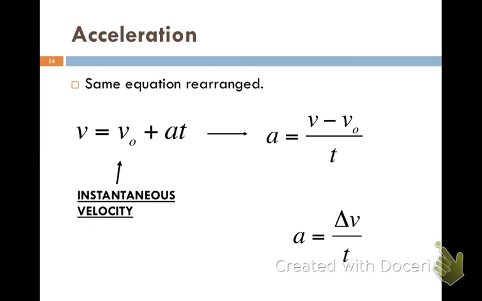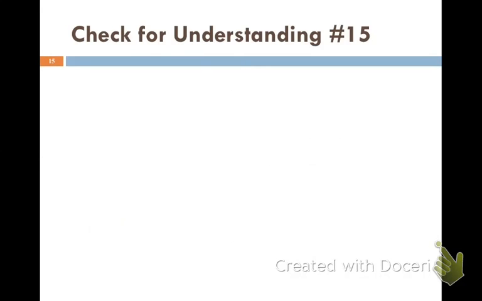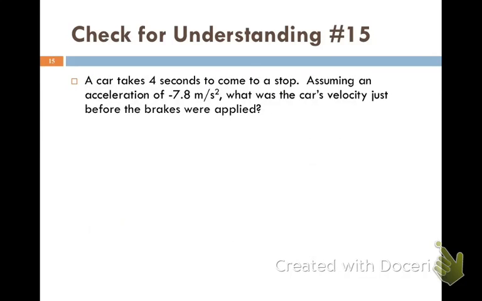So let's apply this to a problem now. So you guys go to page 9 of your packet, check for understanding 15. A car takes 4 seconds to come to a stop, assuming our acceleration is negative 7.8 meters per second squared. What was the car's velocity just before the brakes are applied?